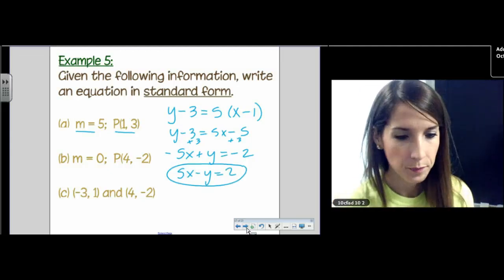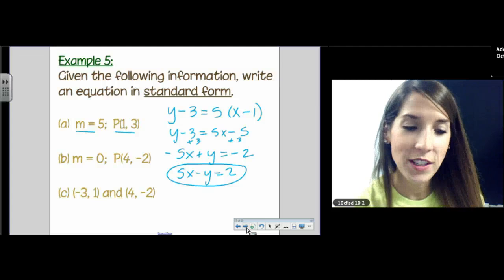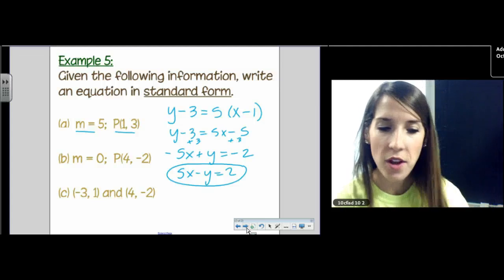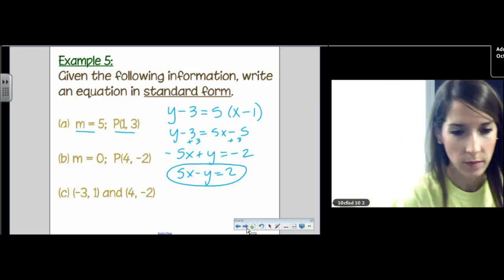Doing okay? Does this apply to parabolas? Oh, we're writing linear equations. We will not write quadratic equations. Okay.